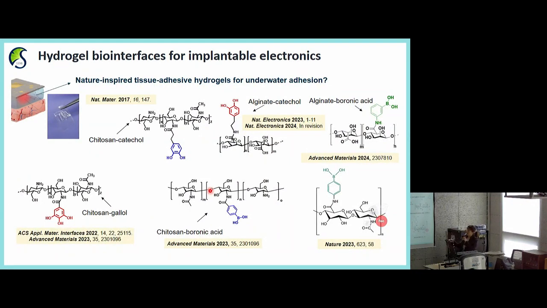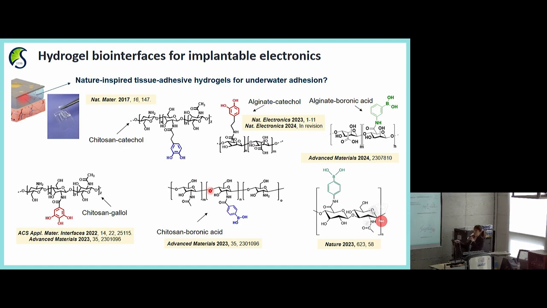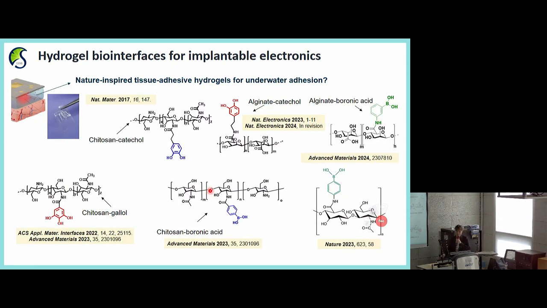For that, we simply use this film type material. We dissolve the polymers as a solution, drop it on the electronic surfaces, and then simply dry it. That's all. After the film formation, we attach that electronics on the tissue. This film changes into an adhesive hydrogel, and then our electronic device is easily fixed on the tissue using the adhesiveness of the hydrogels.